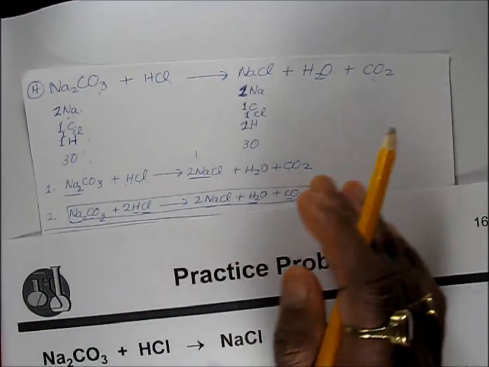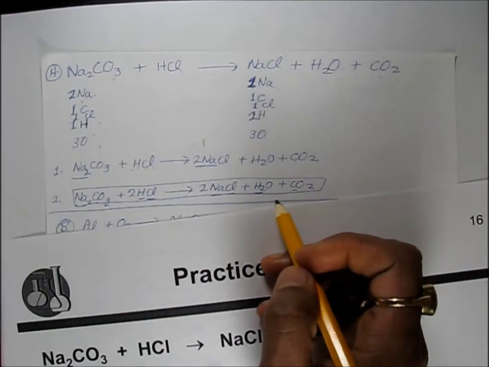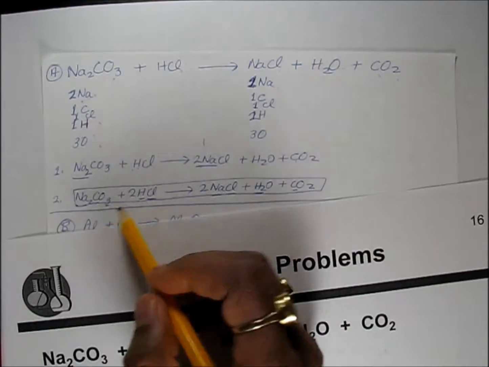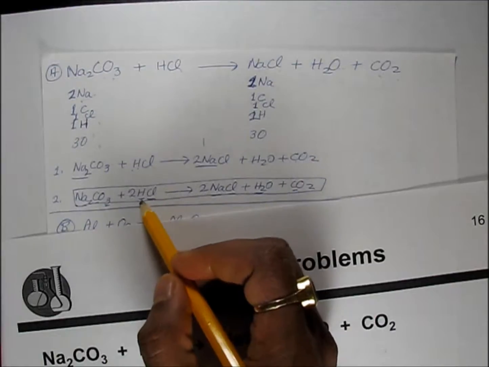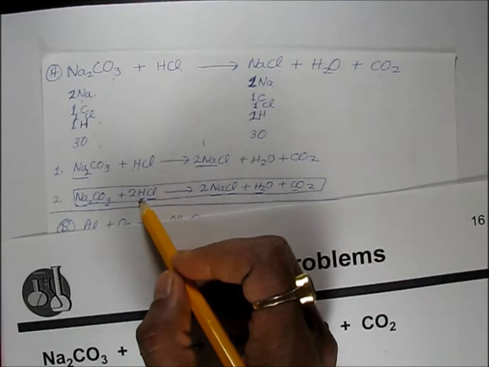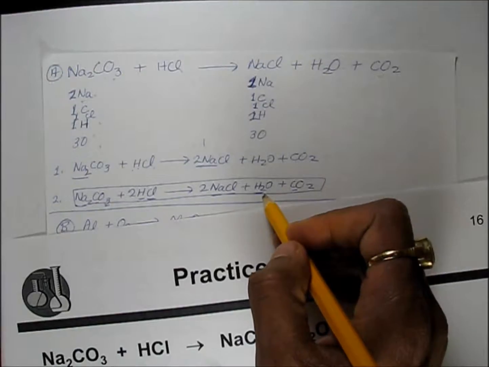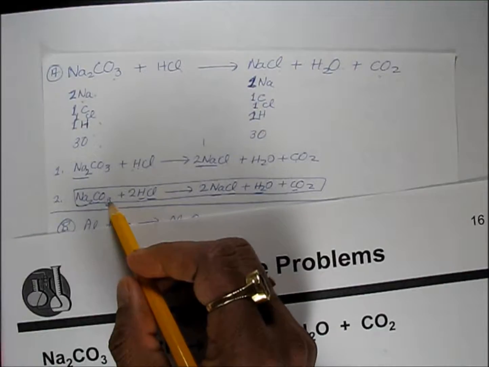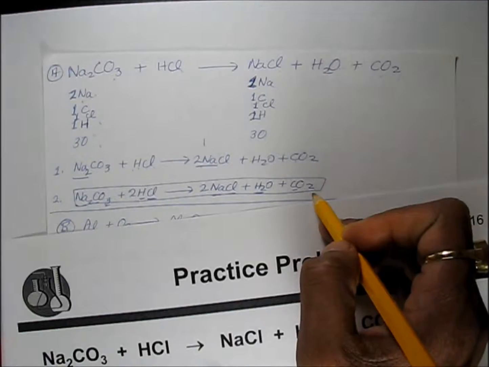So 2 HCl. Now when you calculate, everything looks balanced automatically. So 2 sodium on this side, 2 sodium on this side, carbon 1, carbon 1, hydrogen 2 on this side by adding this coefficient 2 of HCl, and then 2 hydrogen from the water molecule, oxygen 3 from carbonate, and oxygen 3, 1 from the water molecule, 2 from.